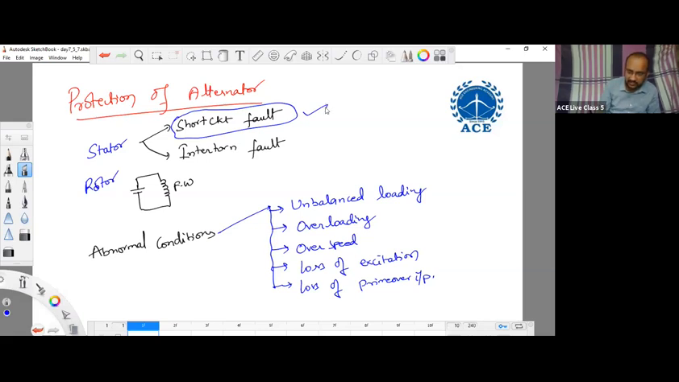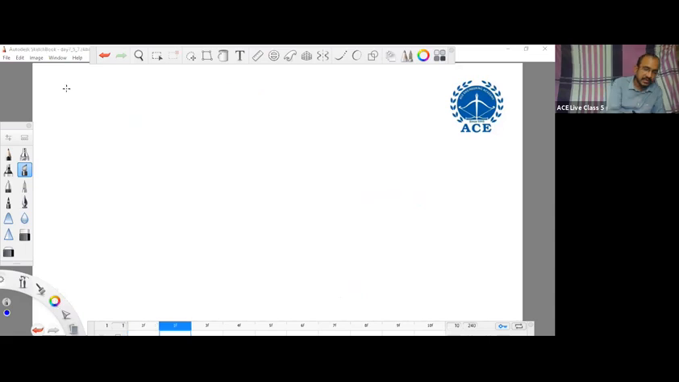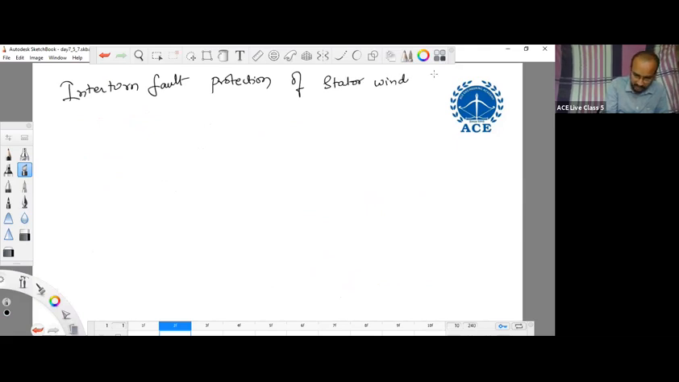Now coming to the interturn fault protection of stator winding of alternator.